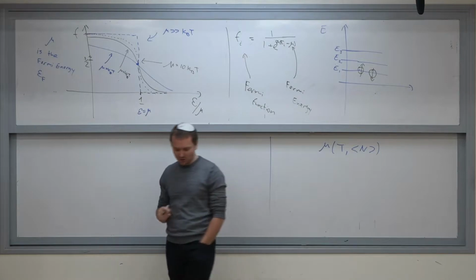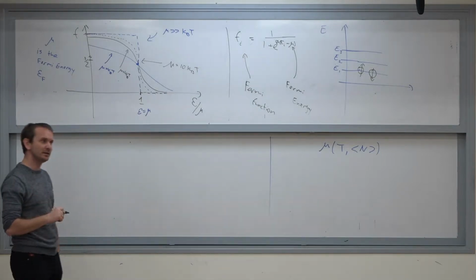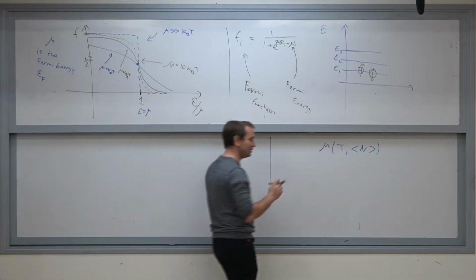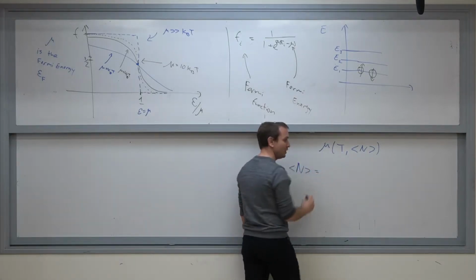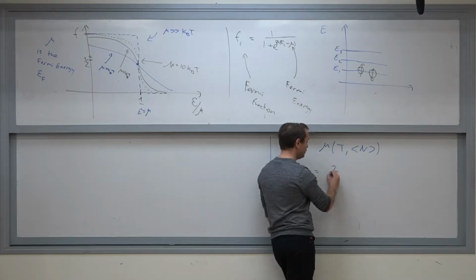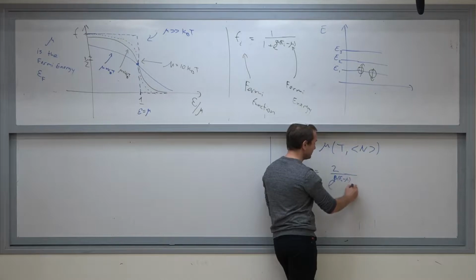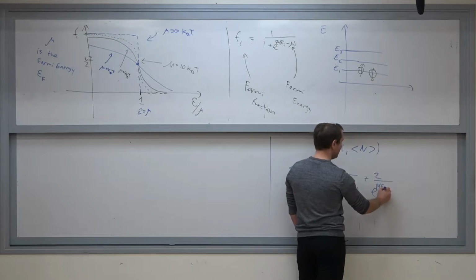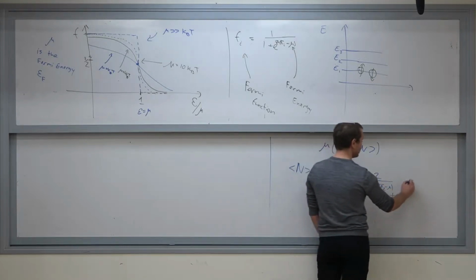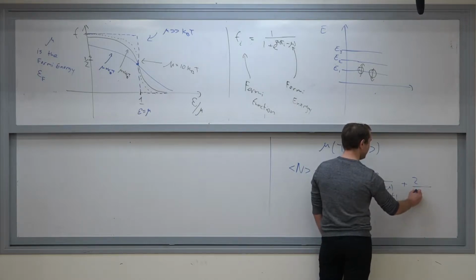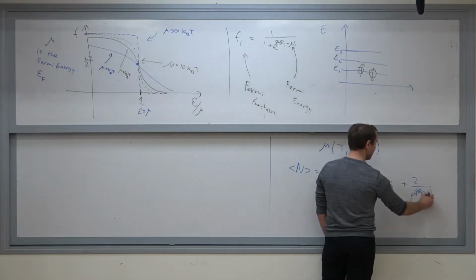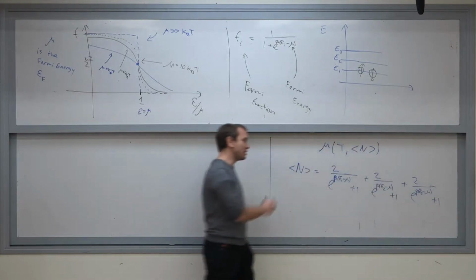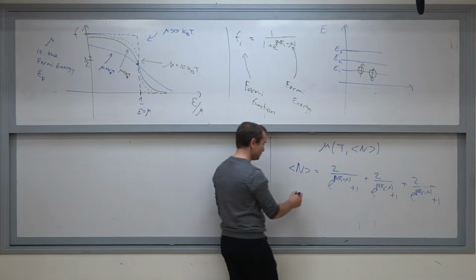So remember, the average number of particles for the system is defined by mu, because the average equals 2 divided by e to the power of beta, epsilon 1 minus mu, plus 1, plus 2 divided by e to the power of beta, epsilon 2 minus mu, plus 1, plus 2 divided by e to the power of beta, epsilon 3 minus mu, plus 1. How did we get this formula? It was very easy.